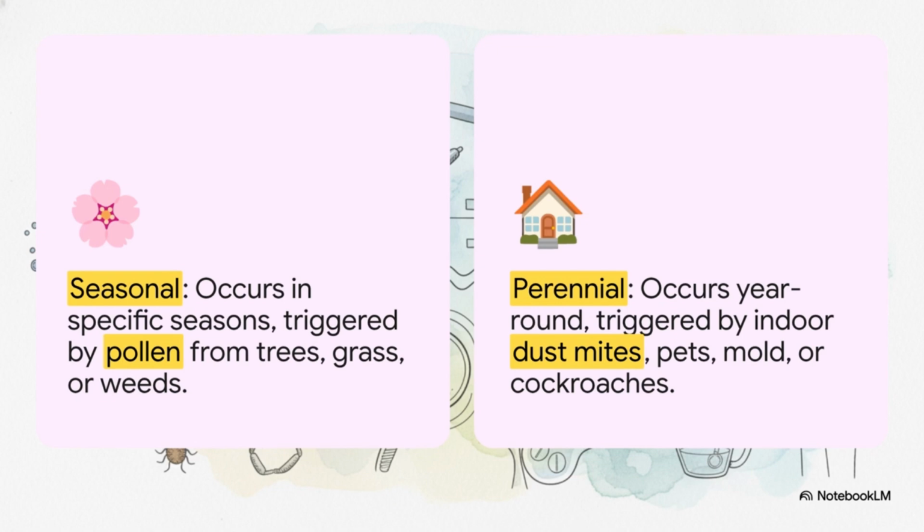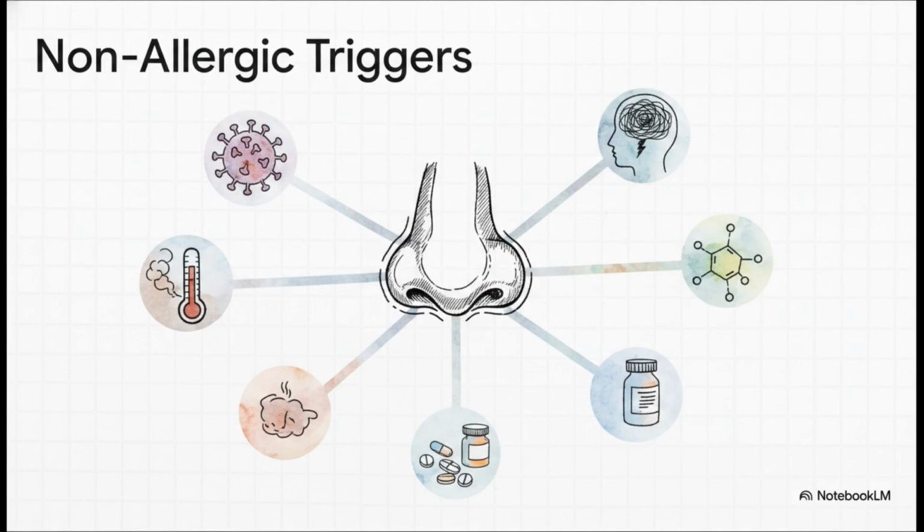Now, within the allergic category, a careful patient history is by far your best diagnostic tool. You have to ask about the timing. Seasonal allergic rhinitis flares up very predictably during specific times of the year, usually triggered by outdoor pollens from trees, grasses, or weeds. But perennial allergic rhinitis, that's chronic. It happens year-round, and that points you directly towards indoor triggers like dust mites, pet dander, mold, or even cockroach allergens.